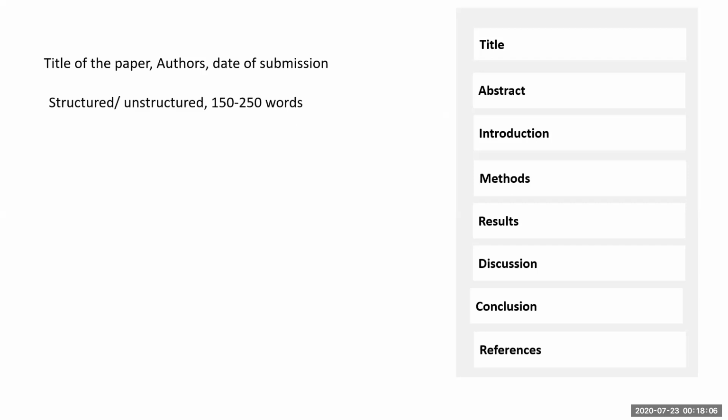Then the next bit is usually the abstract. The abstract is identified as a window of an article because it allows you to read very succinct and to-the-point information presented in the article in that short space. It's usually between 150 and 250 words. It could be structured or unstructured depending on the journal's requirement. The kind of information that you would find in abstracts includes the aim of the study, methods used, main findings, and conclusions. So that's the sort of stuff that you're looking for in abstracts.